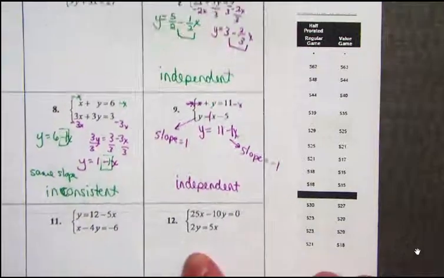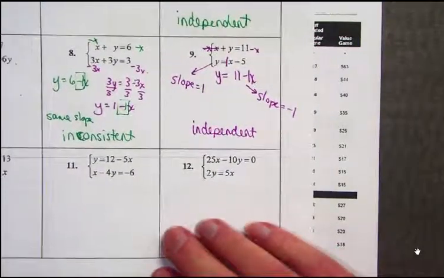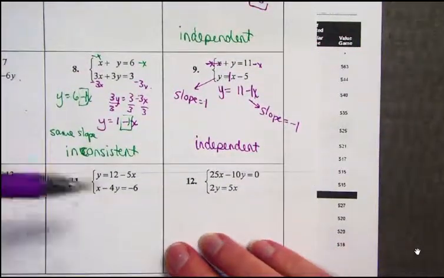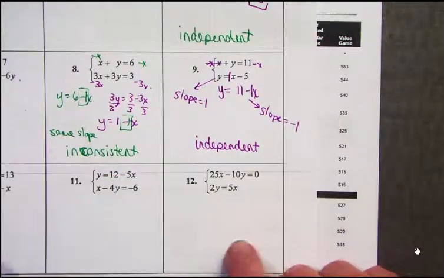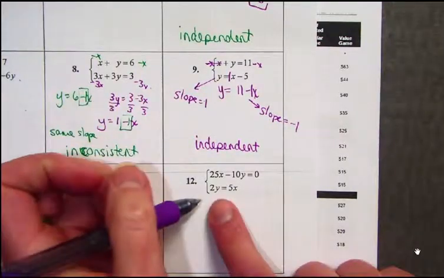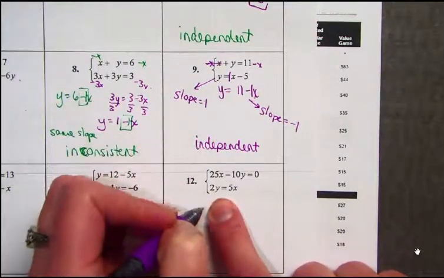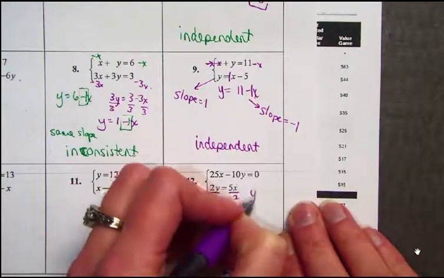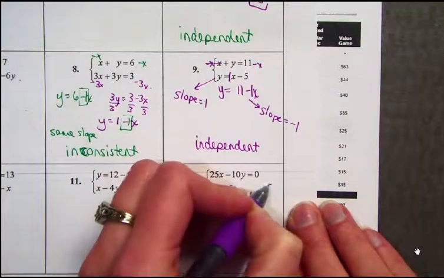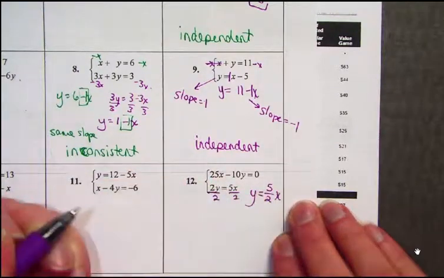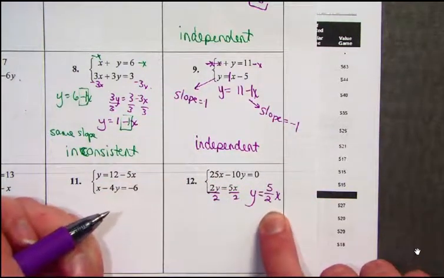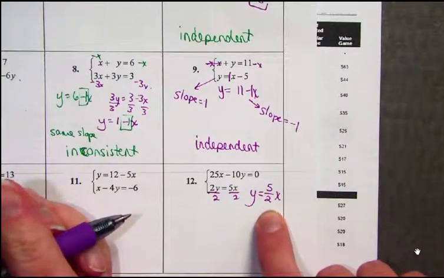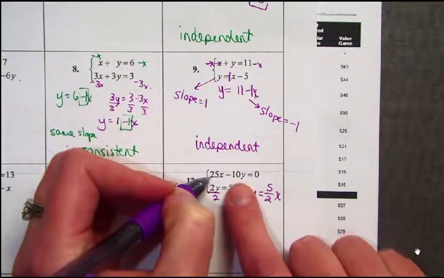If I skip down to a different one, I'm just going to pick number 11, actually let's go ahead and do number 12. I'm trying to get y by itself. This second equation is a little bit easier. So if I just simply divide both sides by 2, I get 5 halves x, or 2.5x. This one takes a little bit more to do.